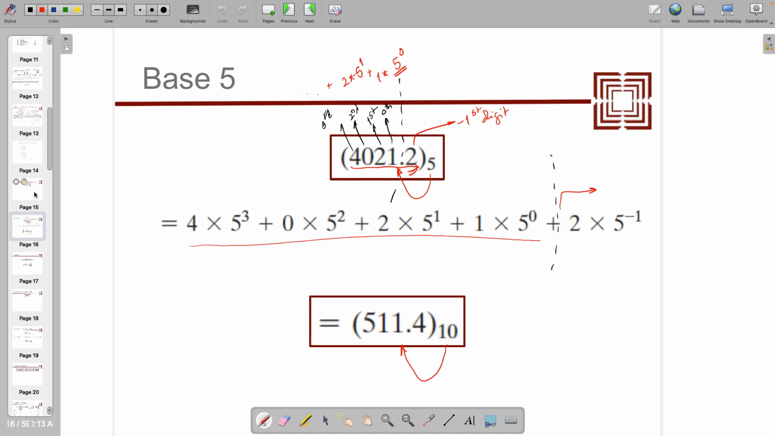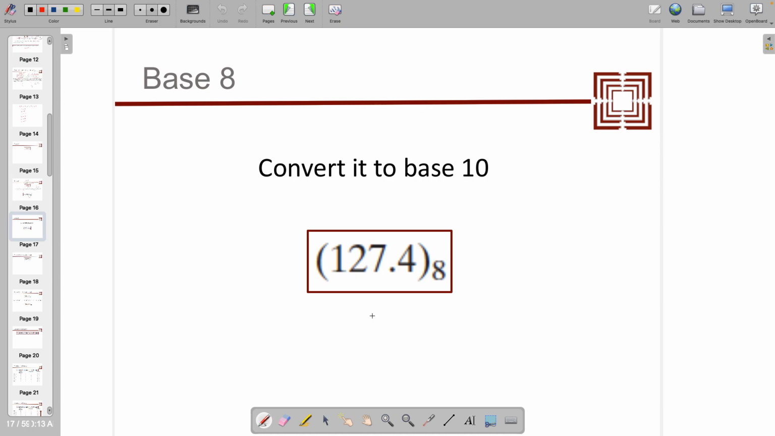Now let's look at another system, where we are going to convert 127.4 with the base of 8. So if you want to convert it, let's start from here. So it's plus 4 times 8 raised to minus 1, 7 times 8 raised to 0, 2 times 8 raised to 1, and 1 times 8 raised to 2. If you add all of them, you're going to get your number in decimal. So I am leaving this to you people to find out.